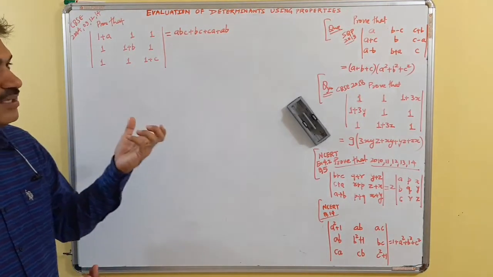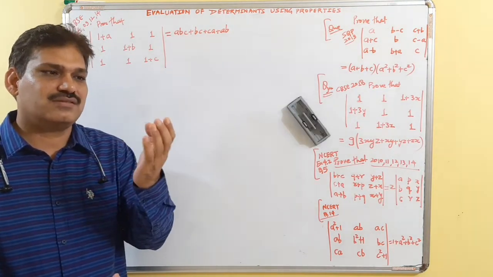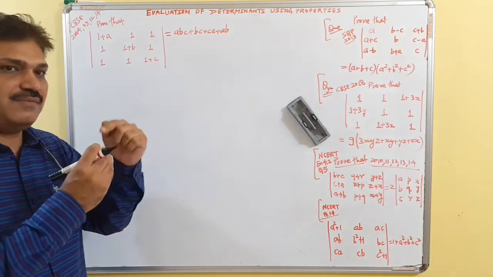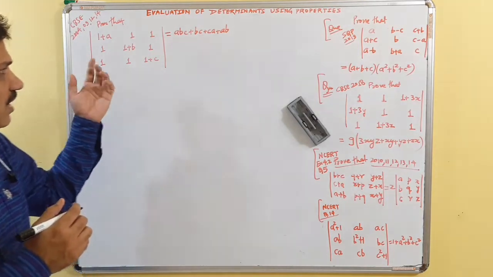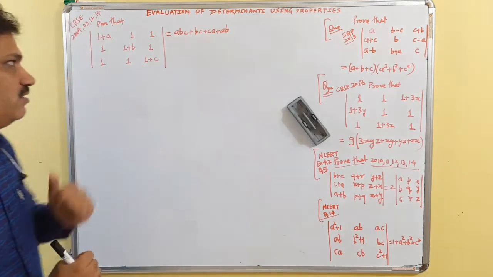So there is a trick, and it is a very simple trick: if nothing works, try to take something common, or try to multiply something, A, B, C, row wise or column wise. Let's see how it is done.